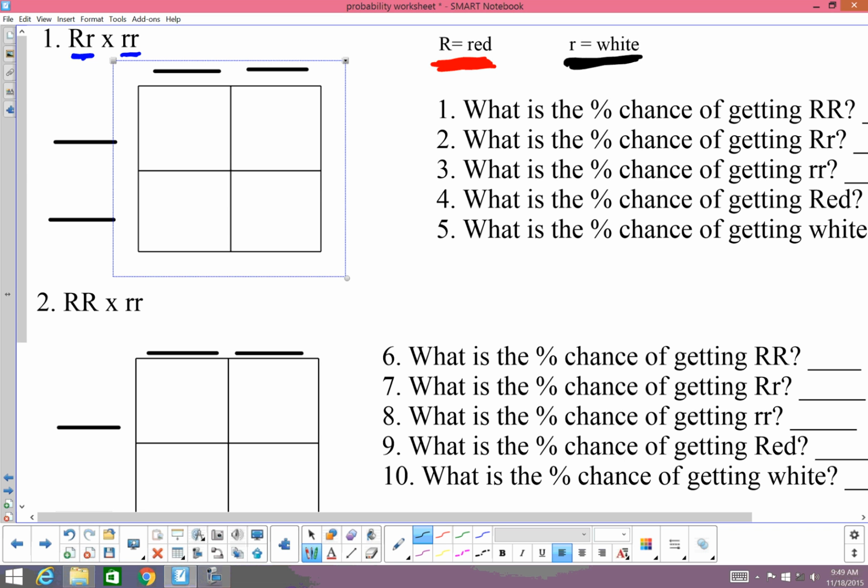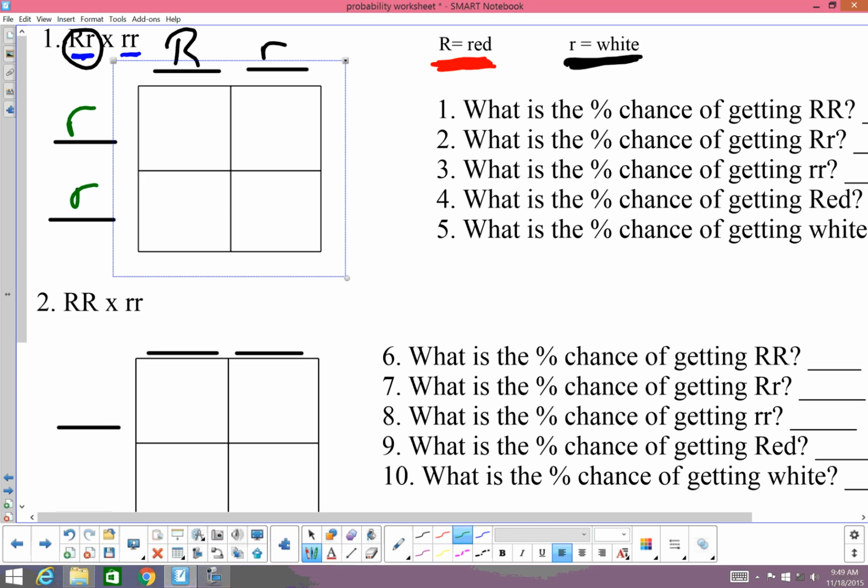So for this one, let's put the first one. No, that's not what I wanted to do. Let's put the first one, this guy, over here. So a capital R and a lowercase r. And let's put the second one on the side here. So that means that this parent, the top parent, is what color?